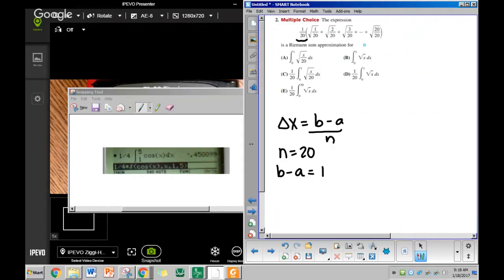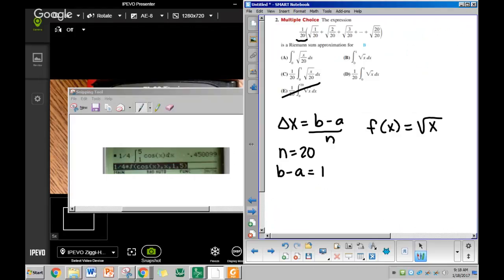No, I'm saying the difference between b and a is 1. So that means my limits of integration have to go from 0 to 1. Do you see that? Because b is my upper limit of integration and a is my lower, right? So are there any we can eliminate? Yes, eliminate that one because that one goes from 0 to 20, okay? Now, what do you suppose f of x is? Yes, f of x is, she says, root x.